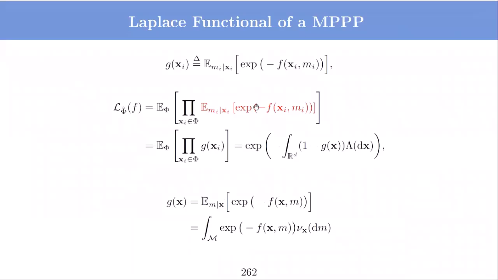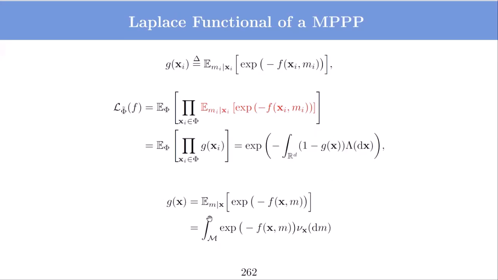Let's note that when I compute the expectation with respect to mi, this will just be a function of xi. So if I write this as g(xi), this will be the expectation with respect to phi of the product over g(xi), which is a PGFL form. So it will be just exponential of minus the integral of 1 minus g(x) times Lambda dx. This is noting that phi is a Poisson point process with this intensity measure. Now remaining is to compute this g(x).